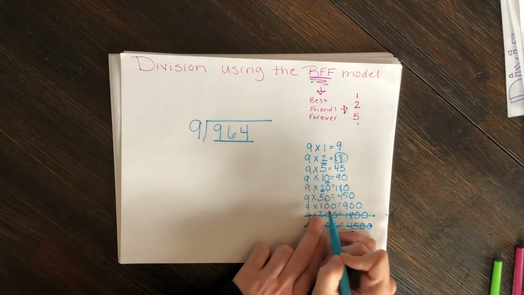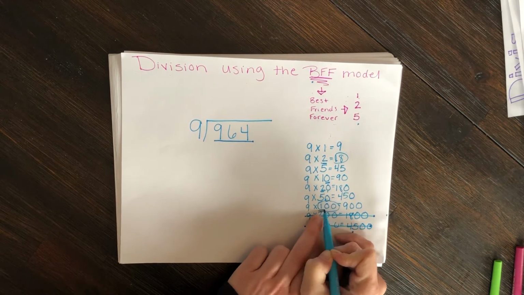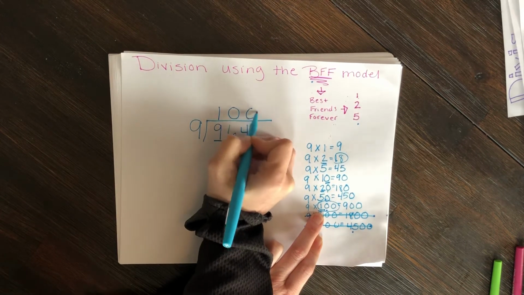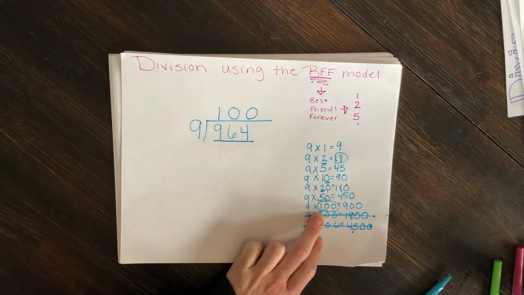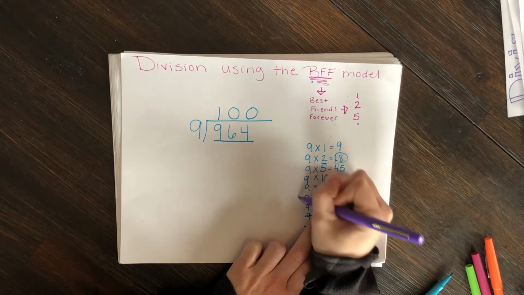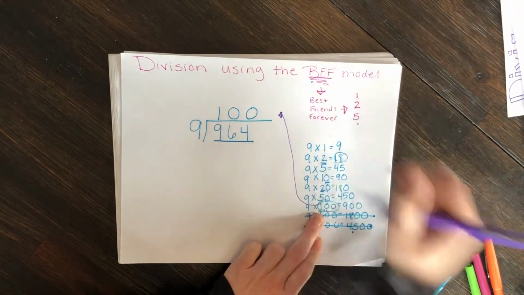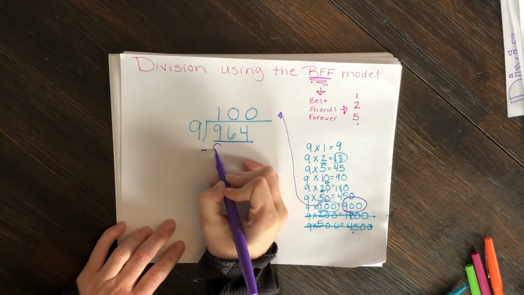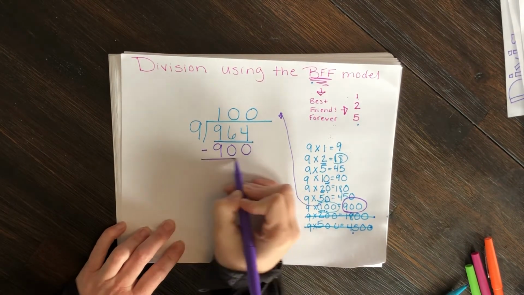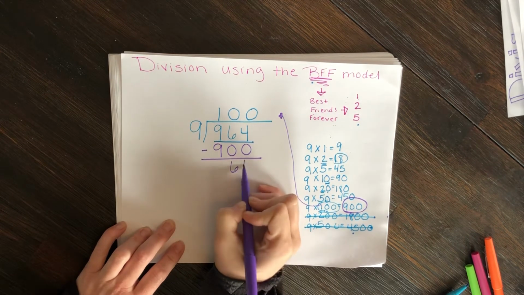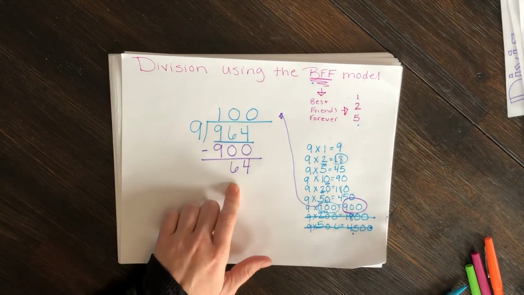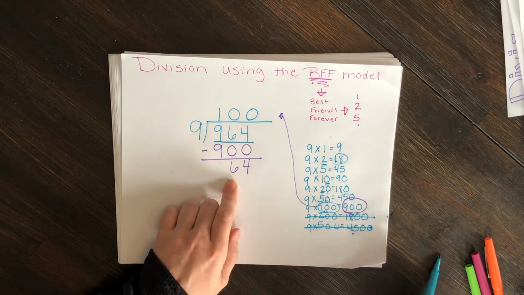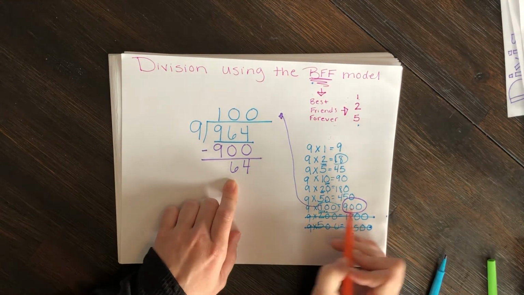So I'm going to take this 100 right here, because that's what I'm multiplying by. I'm going to put it up here. 100. So I took this number and put it on the top. Then you take this number and you subtract. And you would get 64. So my next step would be to see how close I can get to 64. So let's see. 900, too big.